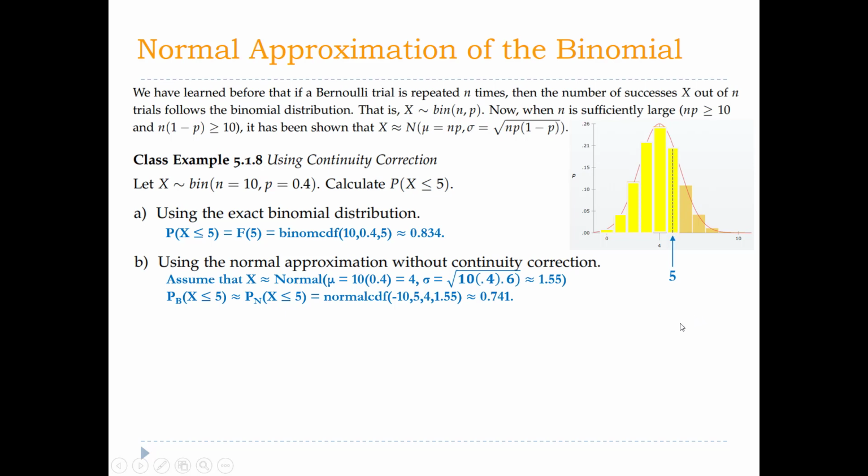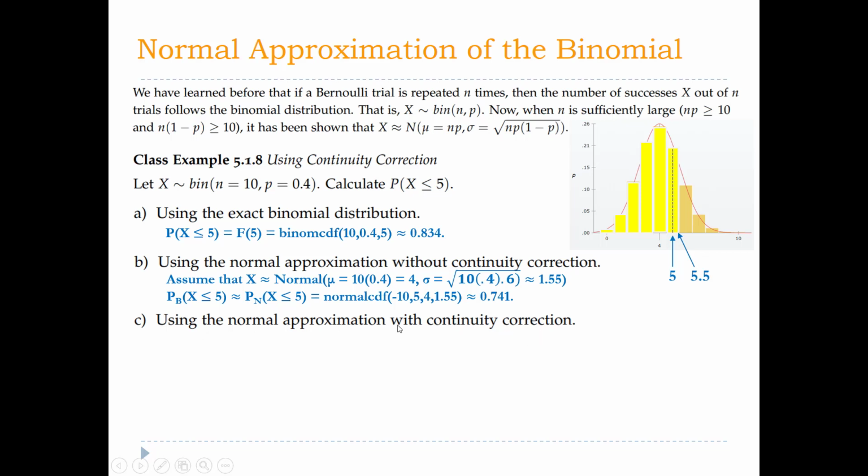So if we want our estimation to be better, then maybe we could adjust the value of x. Instead of using 5, we use 5.5. We move half a unit to the right, and that would include the entire rectangle 5. And let's do that. That's what the continuity correction is.